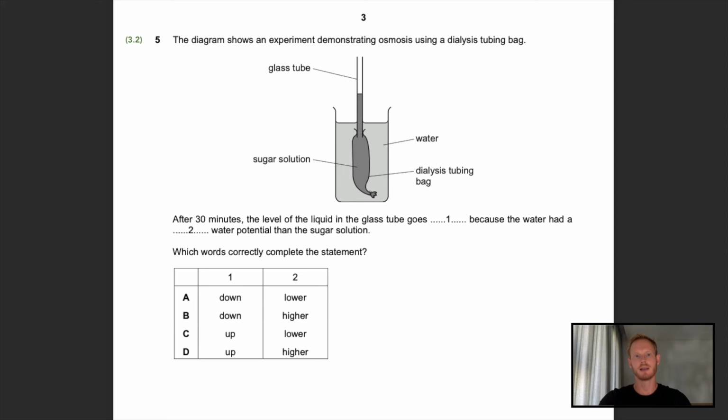Okay, so water has a higher water potential than sugar solution because there's a greater proportion of free water molecules. Water molecules move by osmosis from regions of higher to lower water potential. So in this experiment, there will be a net movement into the dialysis tubing bag. This will of course cause the level in the glass tube to go up. So missing word 1 is up and missing word 2 is higher. So the answer we're looking for here is D.